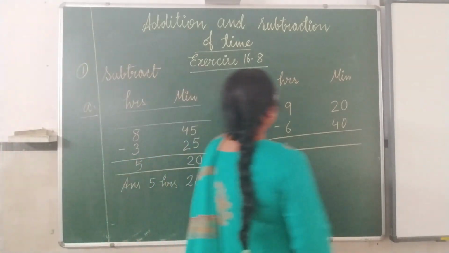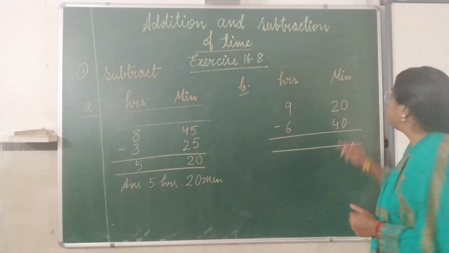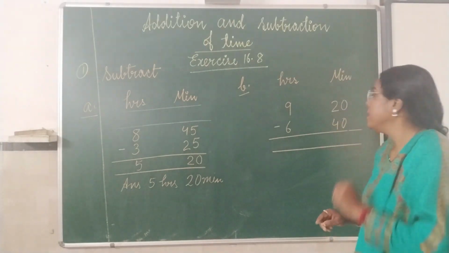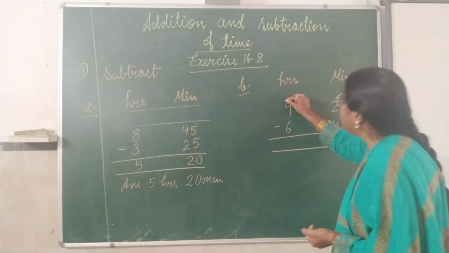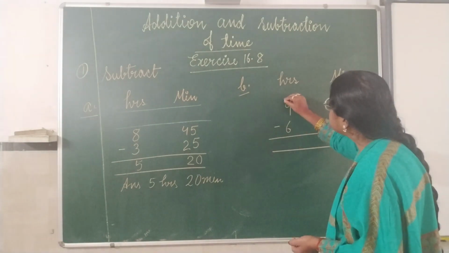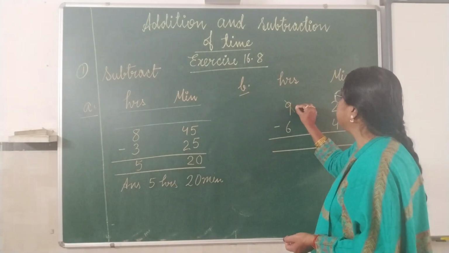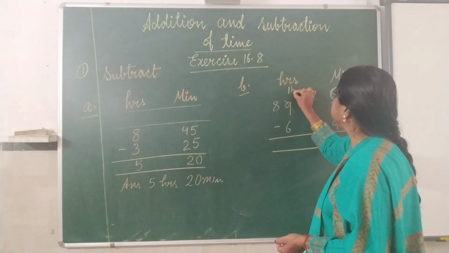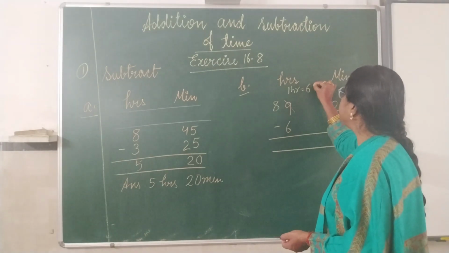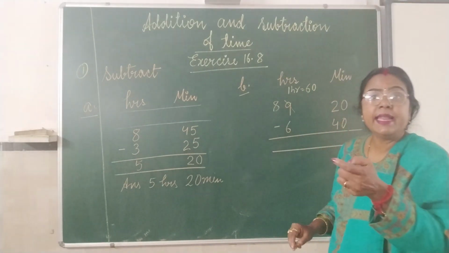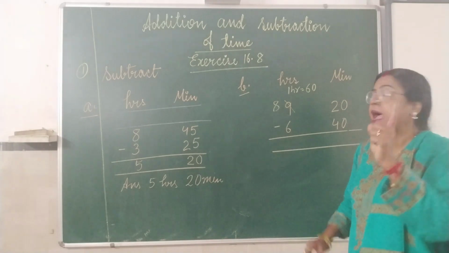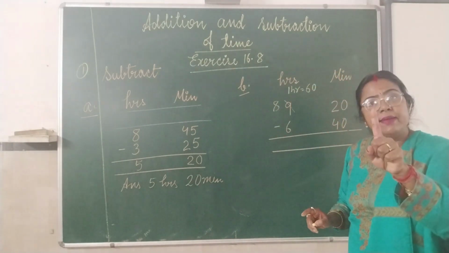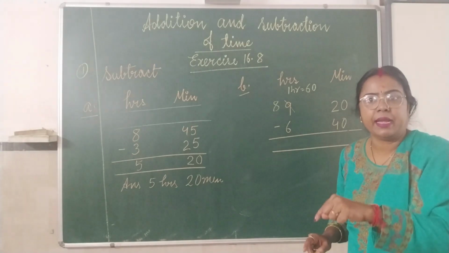Okay, now the second one. If I see, this 20 minutes is smaller than 40 minutes. It means we have to take a borrow. How to take a borrow? We are taking the borrow from our side, and that is 9 hours. So 9 will turn to 8, and 1 hour is equal to 60 minutes. So we are taking a borrow of 1 hour towards the minute side.